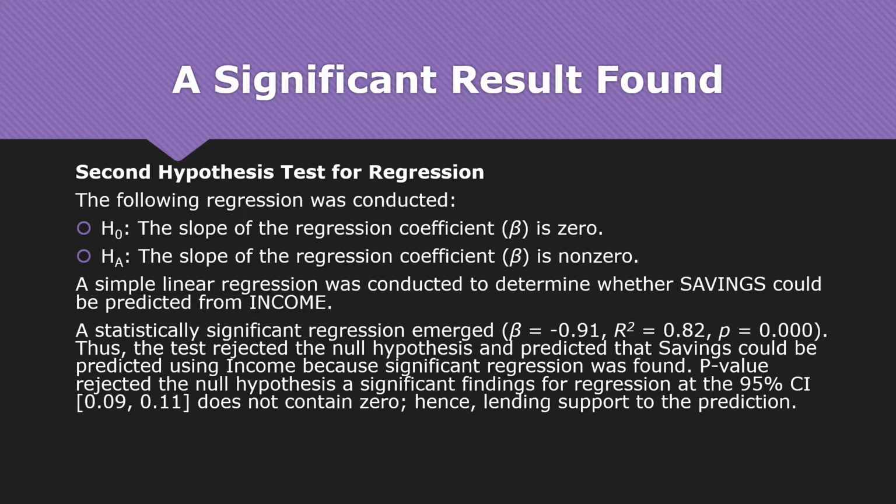Beta equals minus 0.91. The R squared was 0.82, and the p-value equals 0. Thus, the test rejected the null hypothesis and supported the prediction that savings could be predicted using income because a significant regression was found. The p-value rejected the null hypothesis, a significant finding for regression. The 95% confidence interval of 0.9 and 0.11 does not contain 0, hence lending support to the prediction.